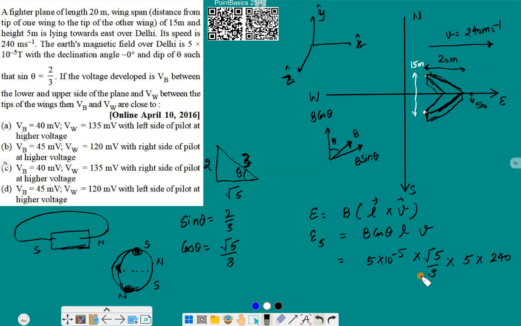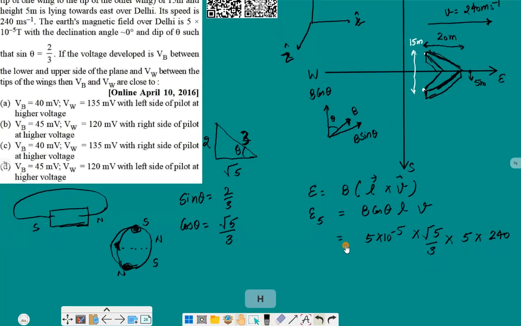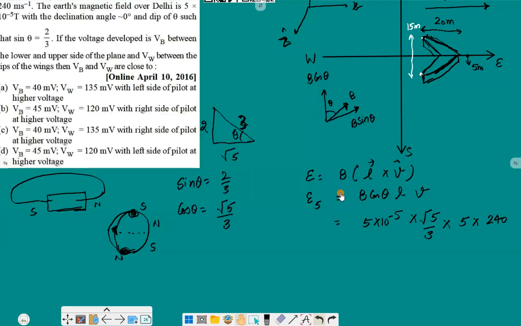Now solving this, we will get 44.72 into 10 raised to power minus 3, sorry, volts. So it will be around 45 millivolt. Now coming to the next component, that is B sin theta.